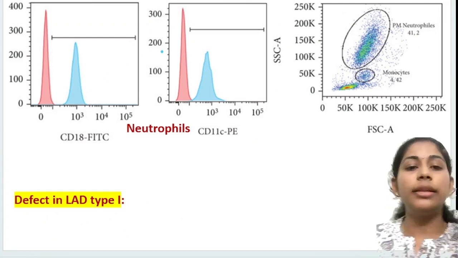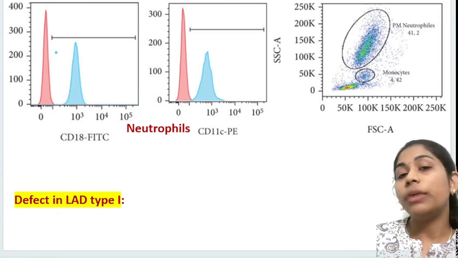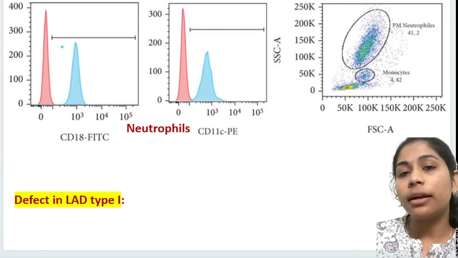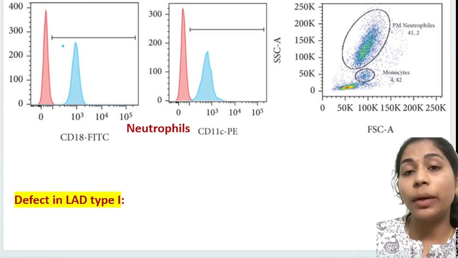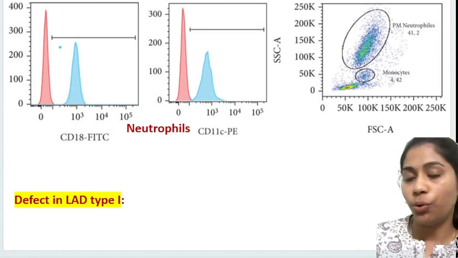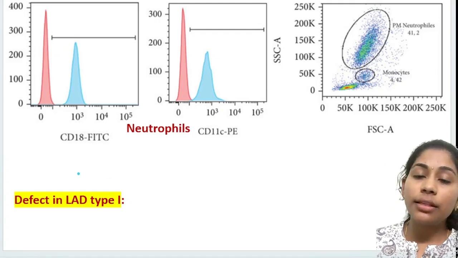Okay, then next one. For DiGeorge syndrome, the defect is CATCH22, right? The mnemonic is CATCH22, deletion 22. So it can be detected by molecular methods, not by flow. Then, we're done with the subset defects.